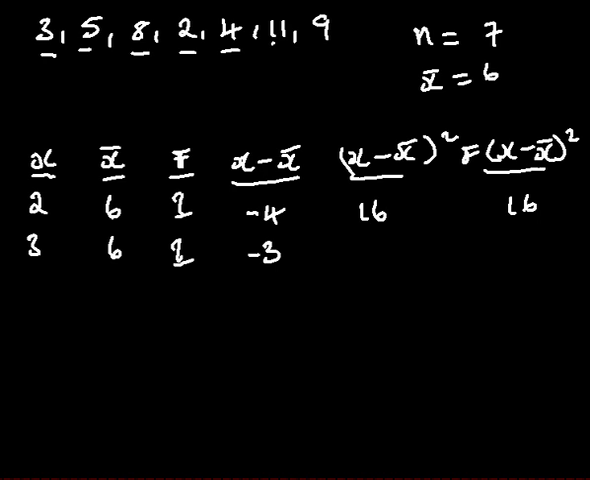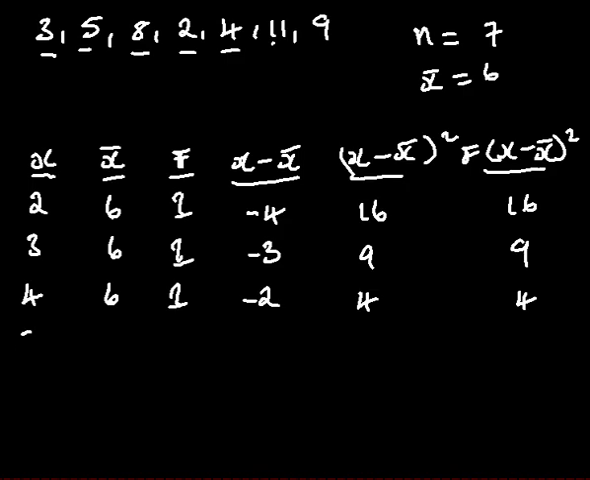And the square of that is given as 9. So in this case, 9 times 1 is the same as 9. And we have 4, and the mean remains the same, and the frequency is given as 1. And 4 minus 6 is the same as negative 2. The square of that is 4, and 4 times 1 is 4.